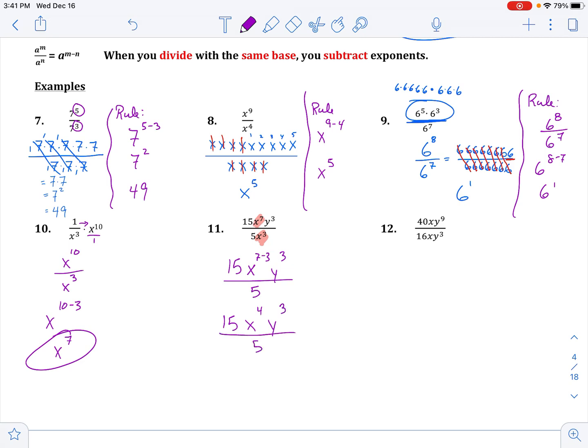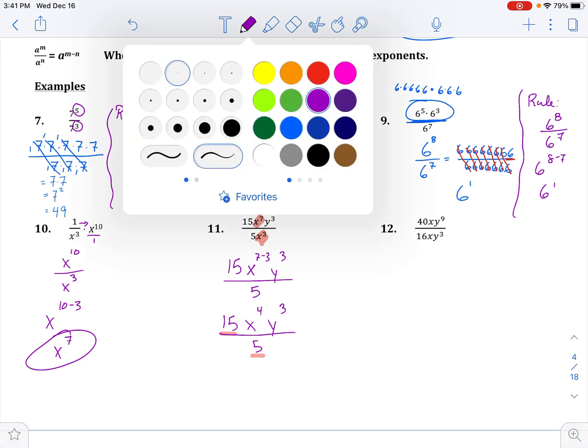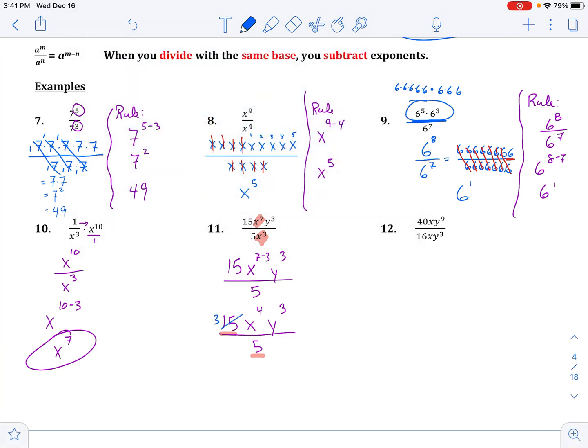When we get to here, there is one more thing we'd like to do, and that is if I have a fraction, something like 15 divided by 5, the common factor that goes into both of those is 5. So what we know here is 5 goes into 15 3 times, 5 goes into 5 once, and our final answer here can be 3 times x to the 4th, y to the 3rd.